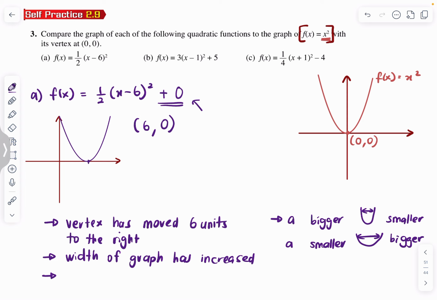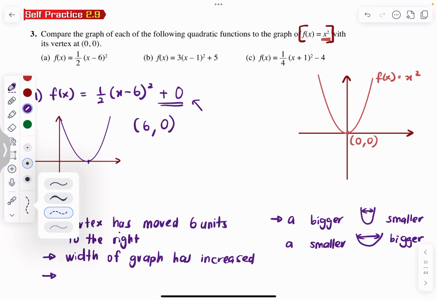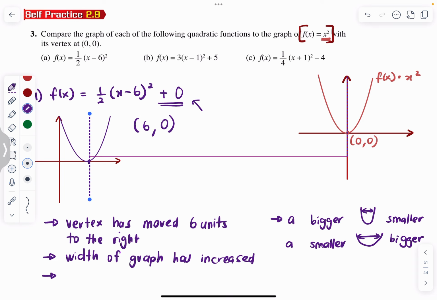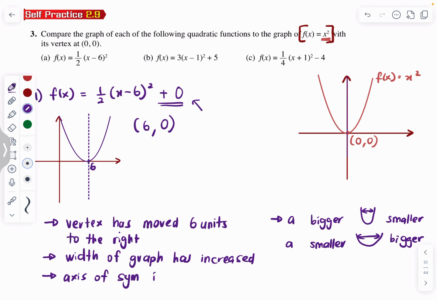And then the axis of symmetry. So initially our axis of symmetry was x equals to 0. Currently our axis of symmetry is at x equals to 6, because it moves 6 units to the right. This one is 6. So you can say axis of symmetry is now x equals to 6. Then this will be our comparison.